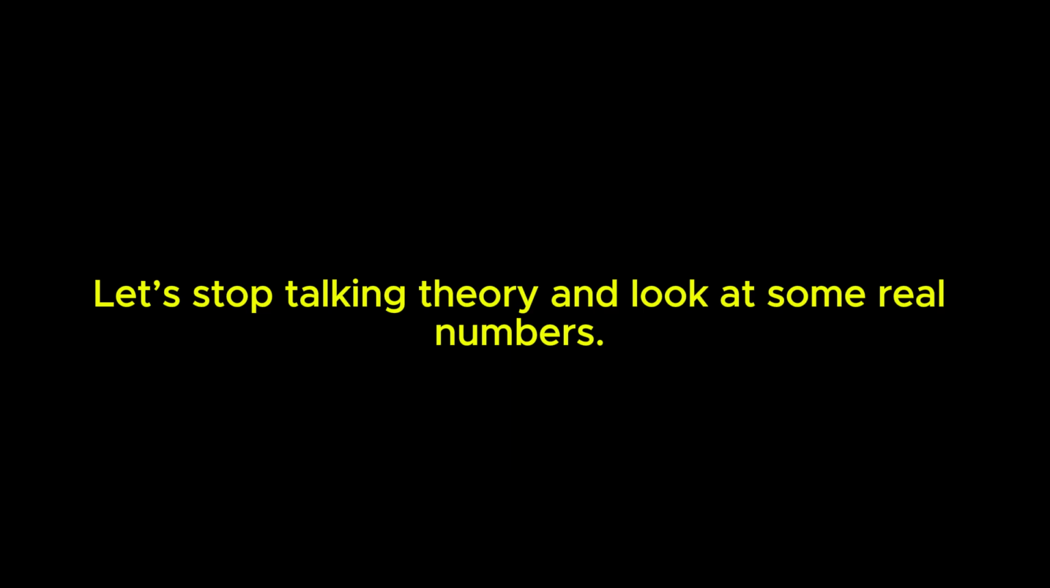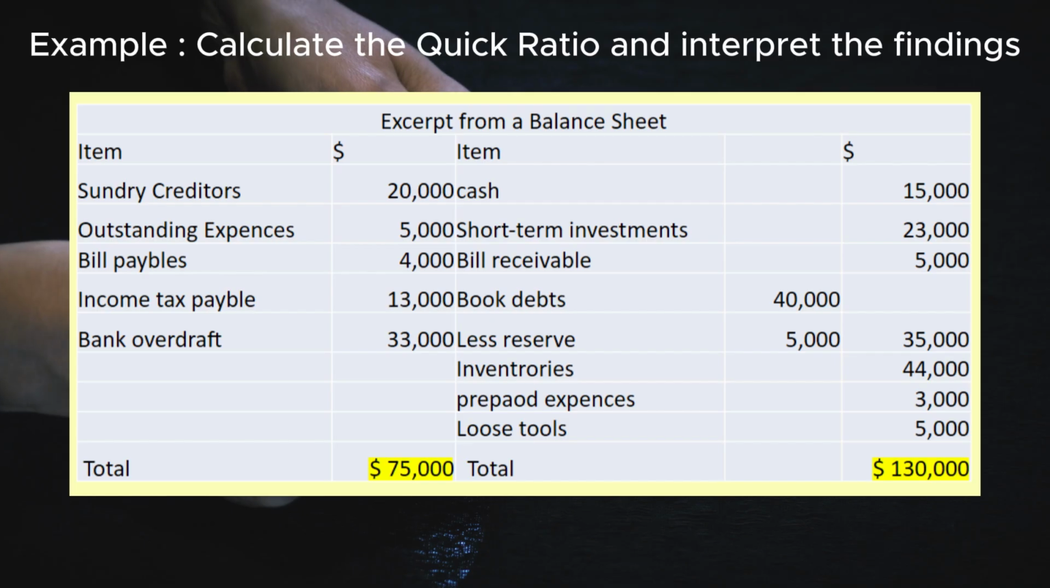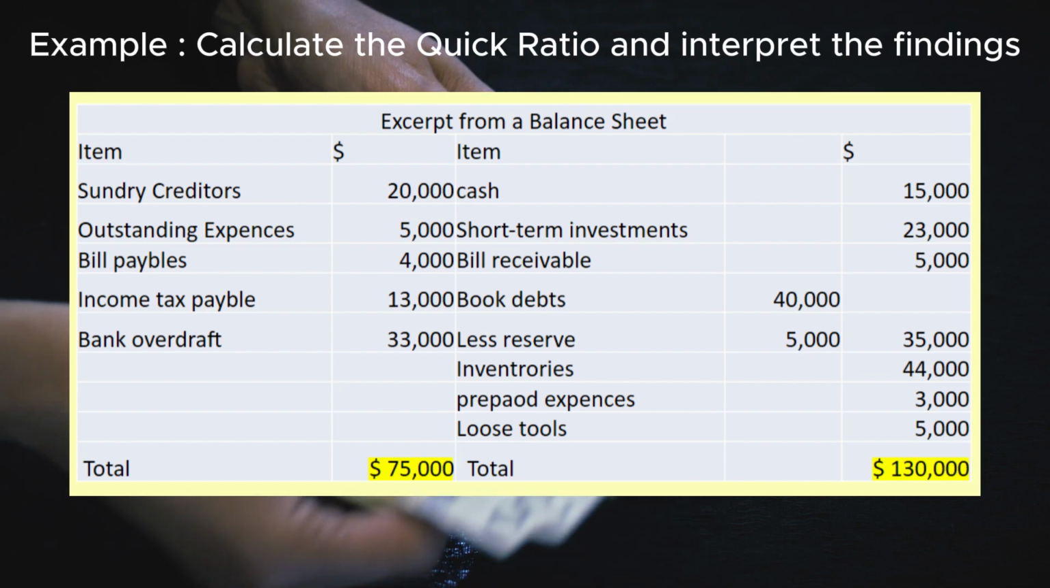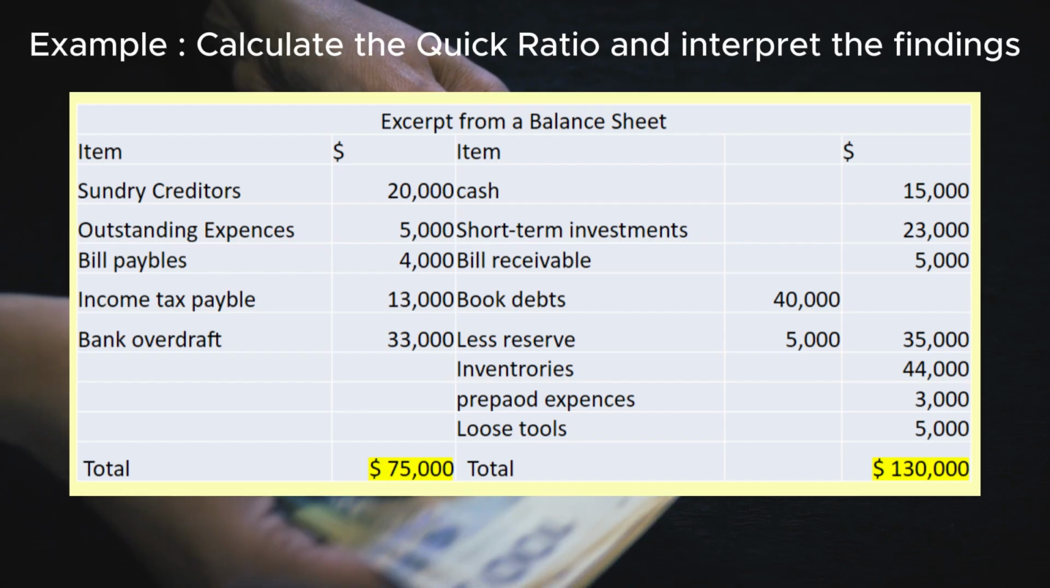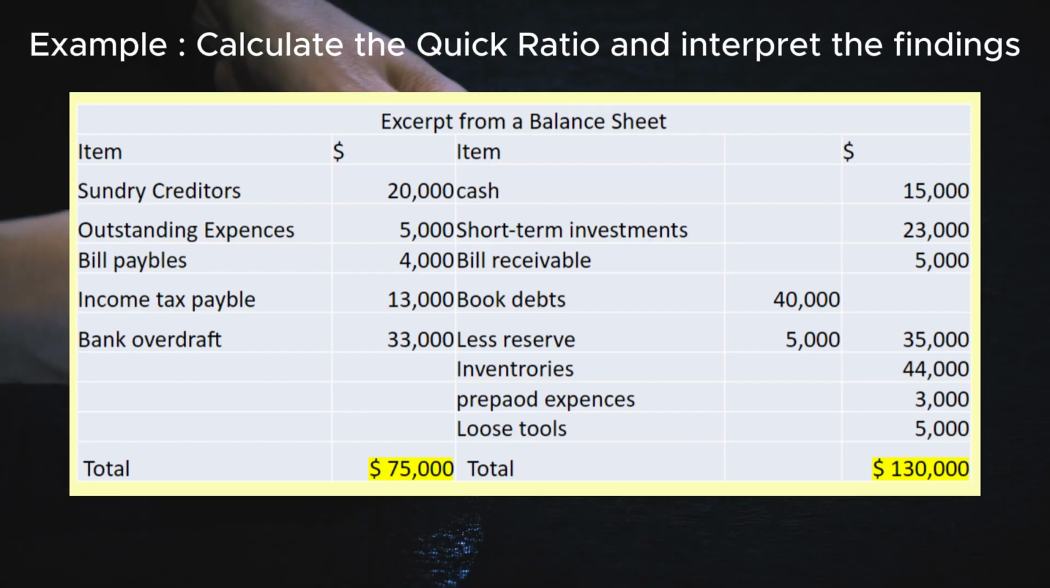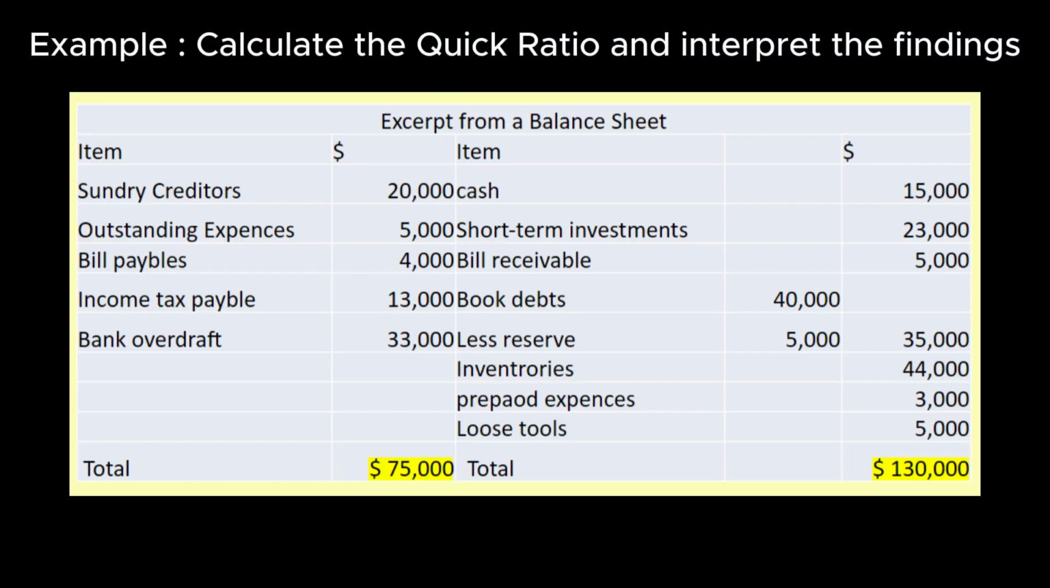Let's stop talking theory and look at some real numbers. Imagine we are analyzing a company's balance sheet with the following financial data. The company holds total current assets of $130,000, but inside that number, $44,000 is locked up in inventory and $3,000 is tied up in prepaid expenses. On the other side, their total current liabilities stand at $75,000. However, $33,000 of that is actually a structured bank overdraft.